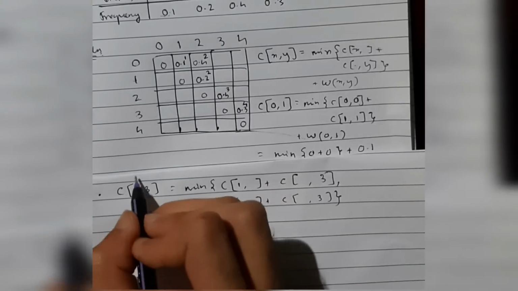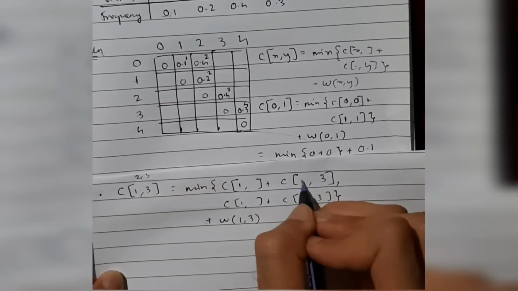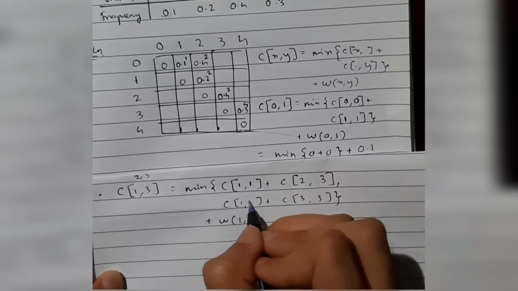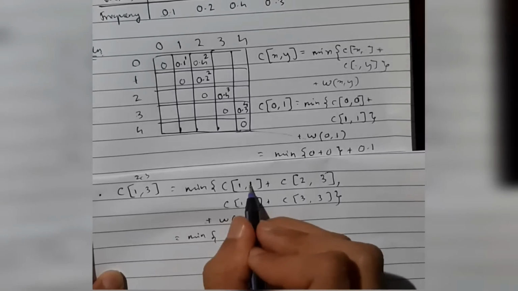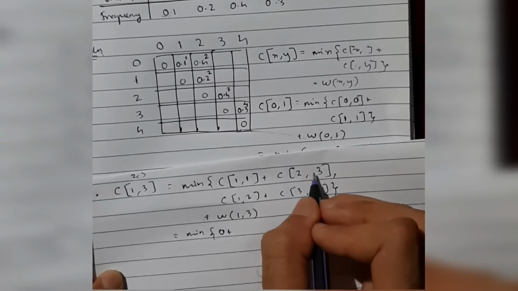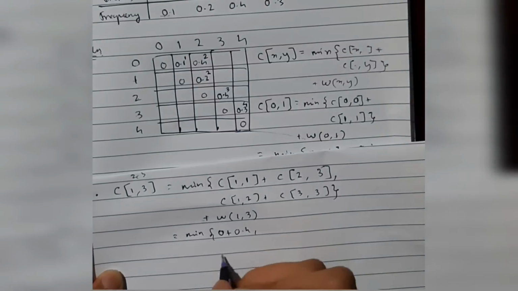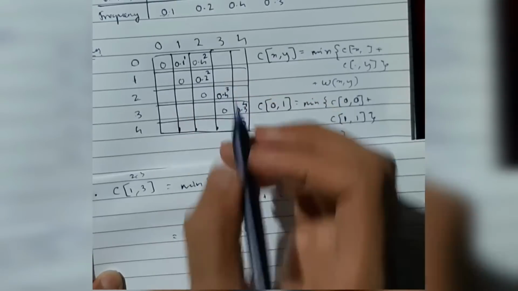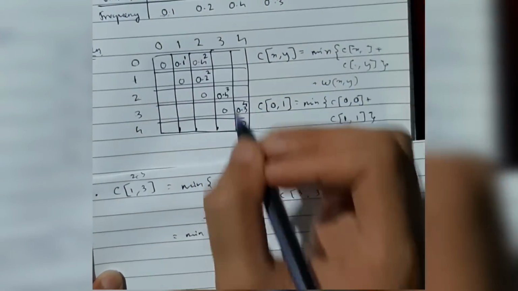Here I can fill the numbers 2 and 3, ignoring the first one. So 2 and 3 I can fill. So first I'll be filling 2, 2 minus 1, 1, and 3, 3 minus 1, 2. I'll be looking at the table and filling in the values. What is C of 1 and 1? It's 0. 0 plus C of 2 and 3. 2 comma 3 means this one, it's 0.4, comma 1 and 2. 1 and 2, it's 0.2, plus 3 and 3. 3 and 3 is 0.